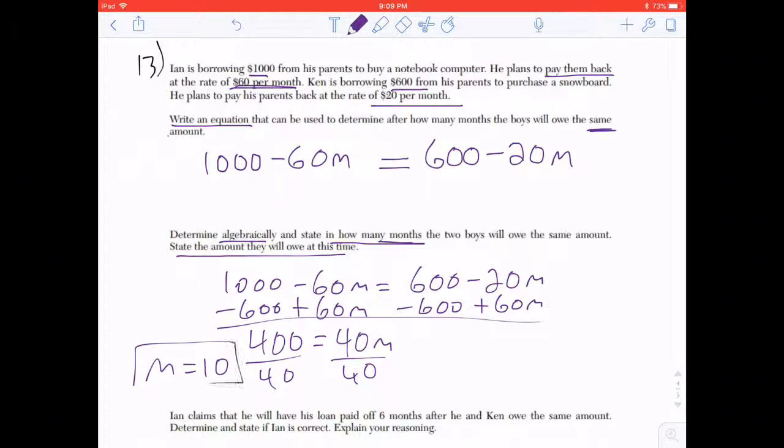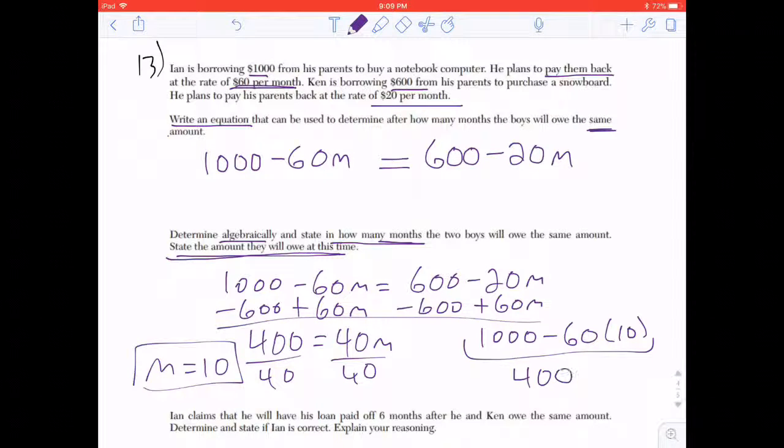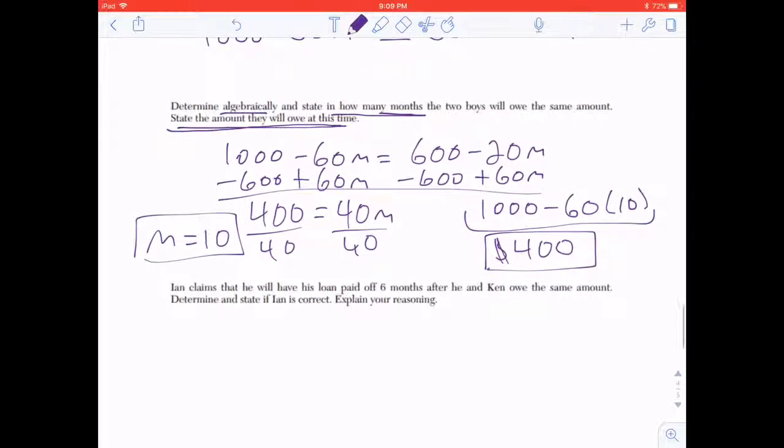So that means 10 months they will owe the same amount, but it does tell you to state the amount. So what I do with 10, I plug it into either expression here. I'm going to plug it into Ian's here. 1,000 minus 60 times 10. Plug this into your calculator, and you get $400. So that means after 10 months, they both owe $400.